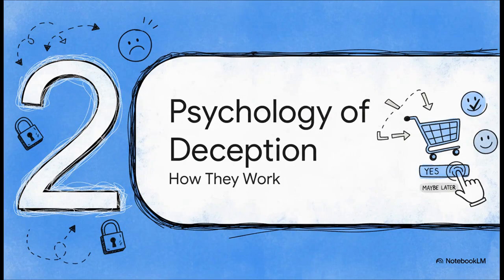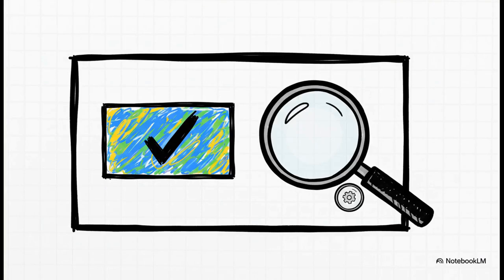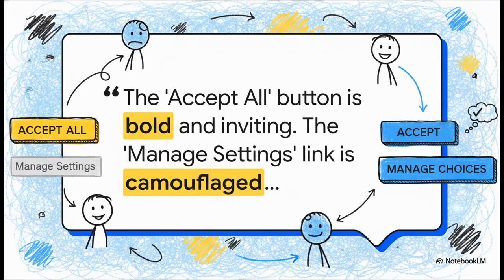So, how do these things actually work on us? How are they so darn effective? Well, it turns out they're so powerful because they exploit the little mental shortcuts our brains use to make decisions every single day. Let's look at one of the most common examples out there. One I guarantee you have encountered this week, maybe even today: the cookie consent banner. Just look at how this works.